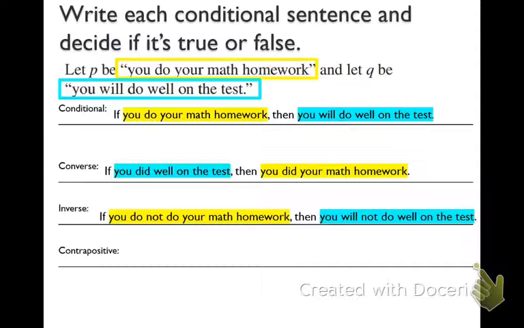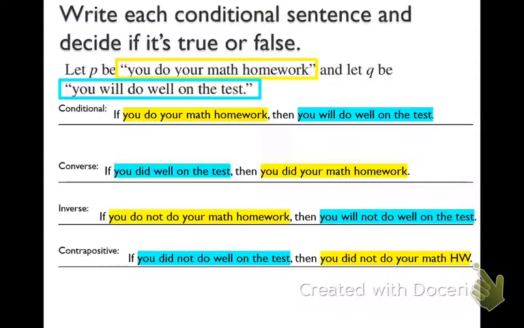And then contrapositive, where we're going to do both. You switch them and you negate them. So if, and then your negated conclusion comes first. So if what? If you... Good. If you did not do well on the test, then you did not do your math homework. Good. You're going to put this aside for now.